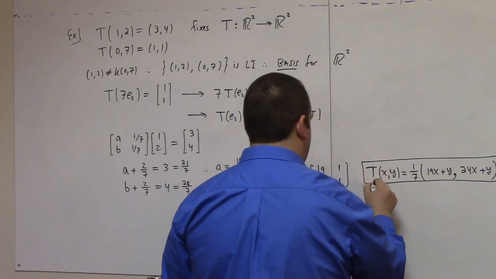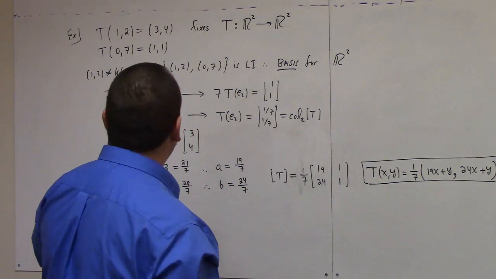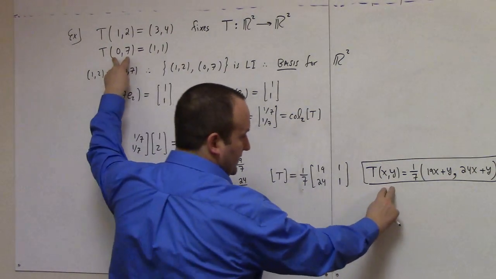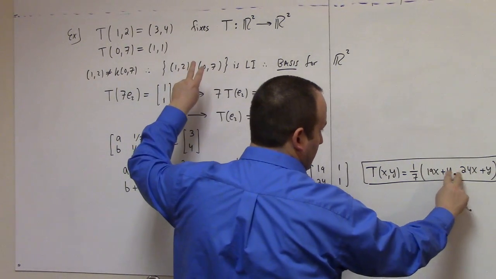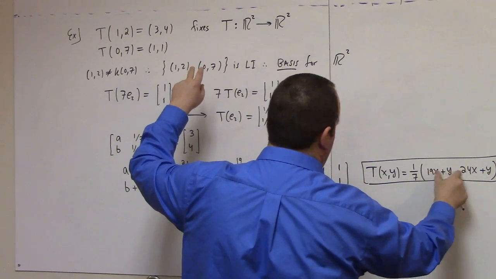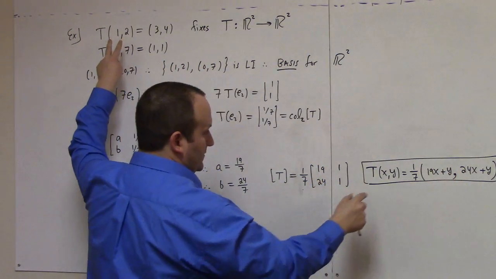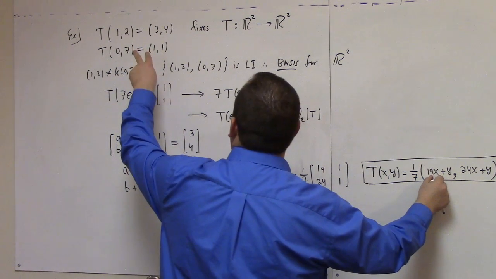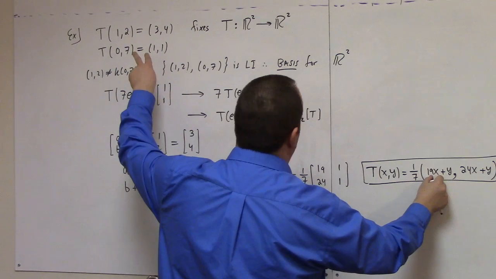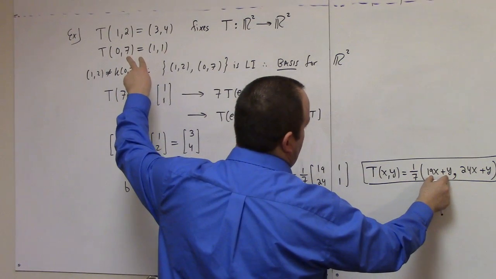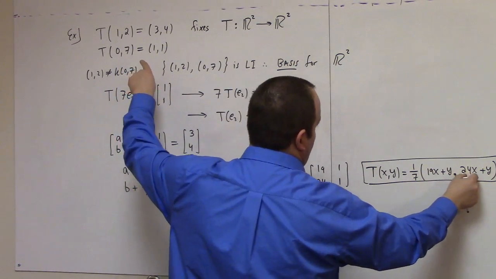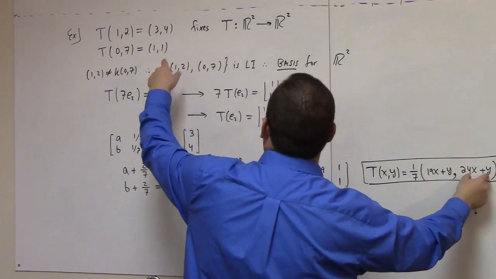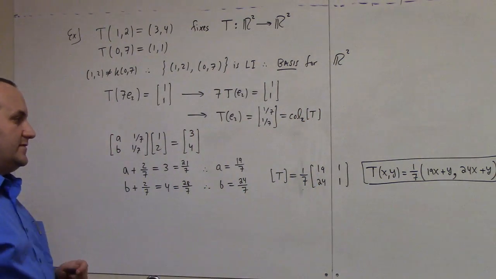And then if I'm so crazy as to check my work, let's try it out. Plug in (0, 7), does it work? I get 7 over 7, 7 over 7, I get (1, 1). Woohoo! If I plug in (1, 2), x equals 1, y equals 2, 19 plus 2 is 21, 21 over 7 is 3, and then 28 over 7 is 4. Yeah, okay, good. So there's the linear transformation.